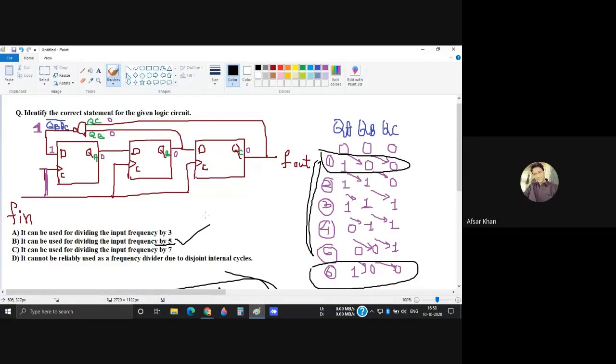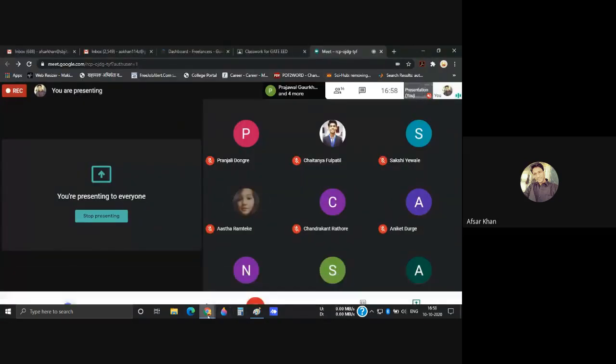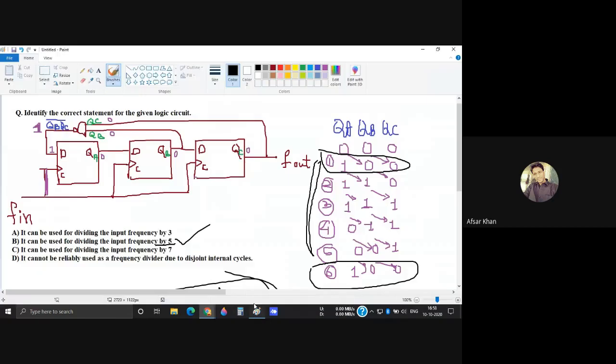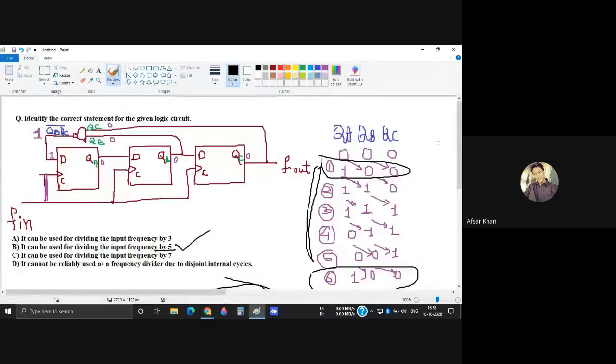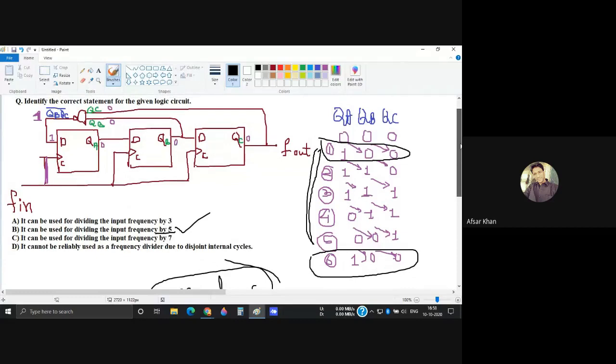Okay, then we will stop this class now. You can take a screenshot of this screen, or you can write it in your notebook. For this question, our answer is B. It can be used for dividing the input frequency by 5. So this is our correct answer.